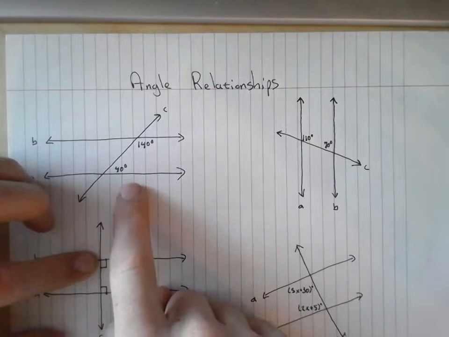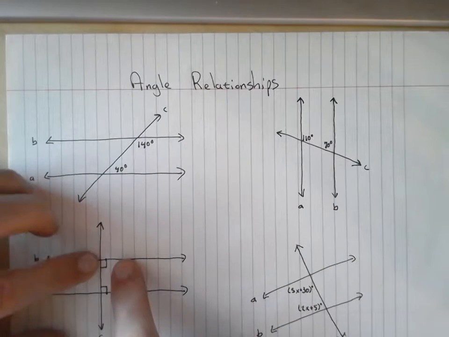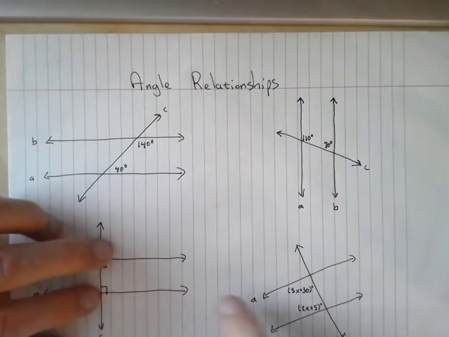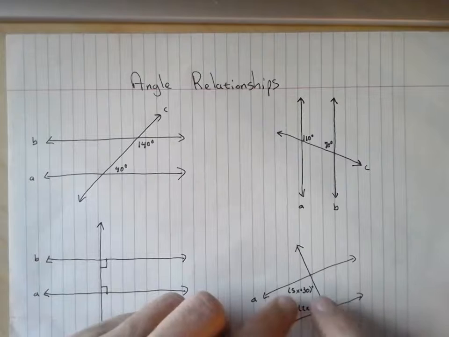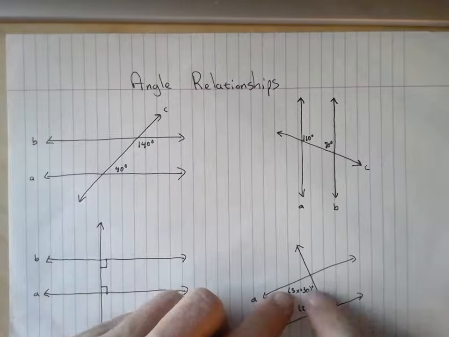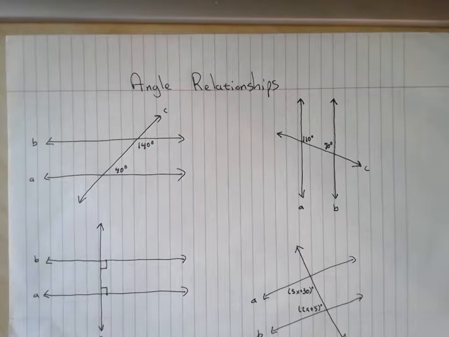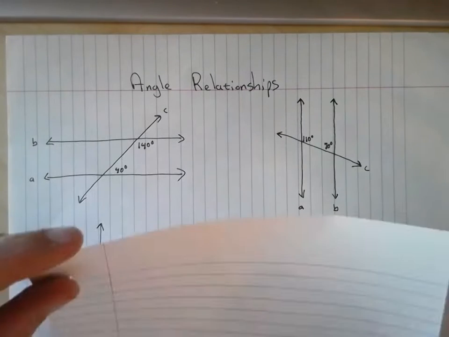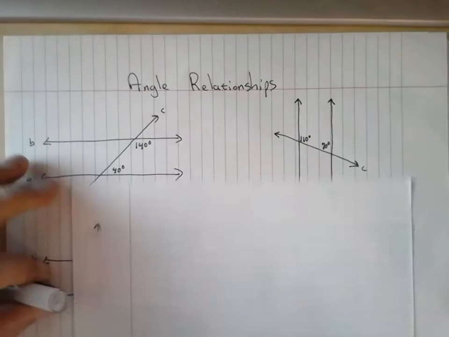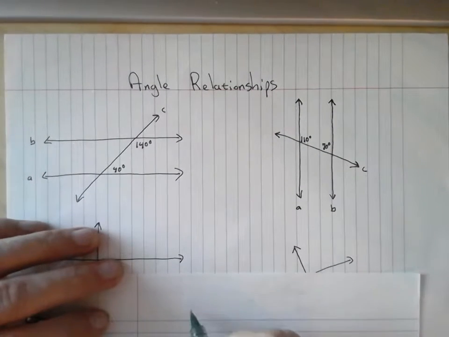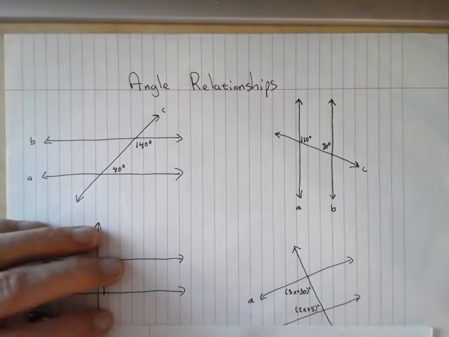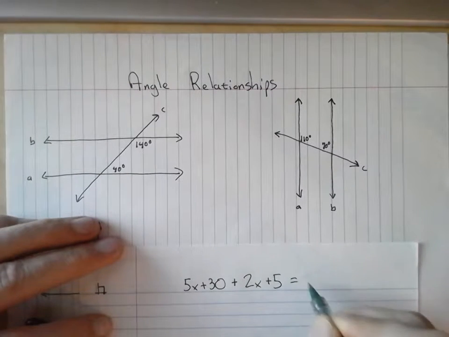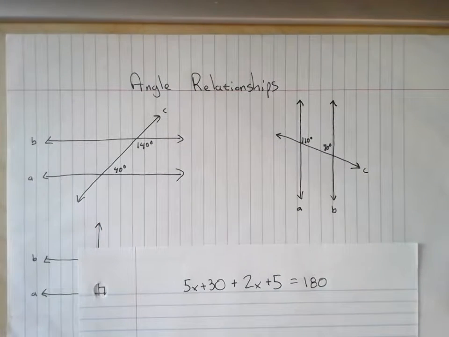So if this pattern for same side interior angles is going to hold, 5x plus 30 and 2x plus 5 when added together will also equal 180. Which means we can write and solve an equation to determine the measure of the angles and the value of x. 5x plus 30 plus 2x plus 5 is equal to 180. Now this is a little bit different than what we've been doing.